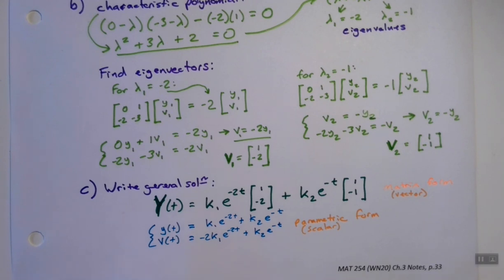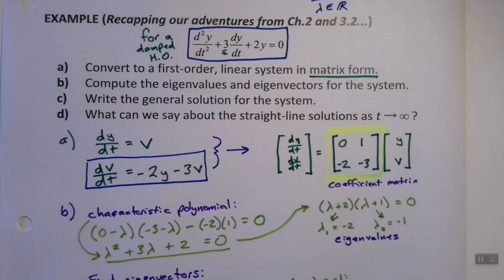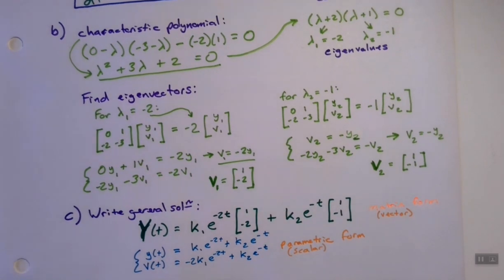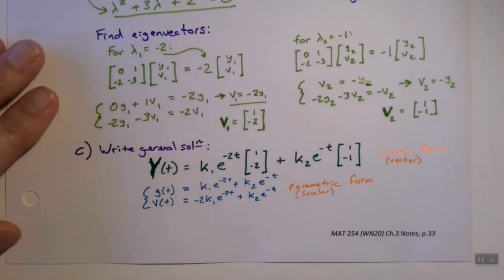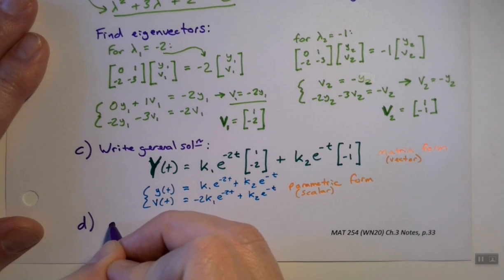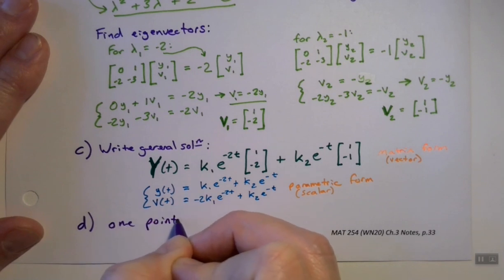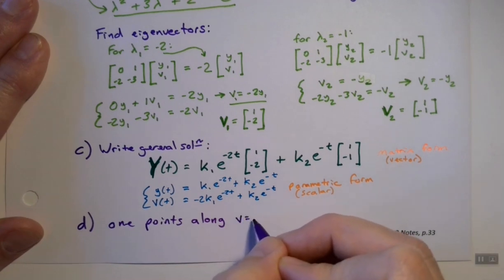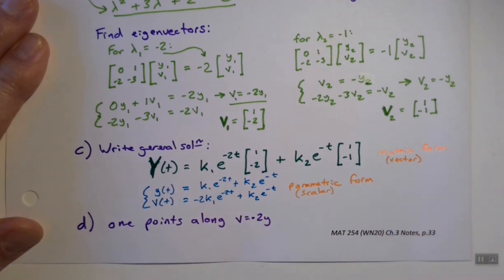And last but not least, it says, what can we say about the straight line solutions as t approaches infinity? And so for this one, very last part here, let me see if I can scoot this and squeeze it in just a little bit at the bottom here. We can say that one points along the line v equals negative 2y. That's our lambda 1, right? That's our vector 1.